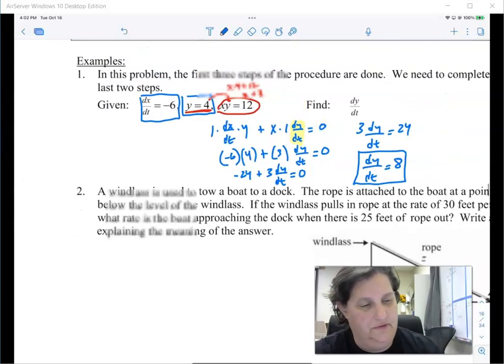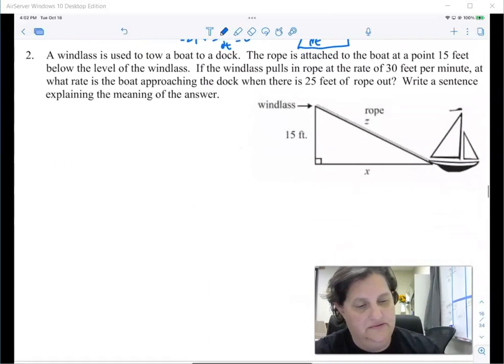Now this one wasn't in the context of a problem, so that's okay. This next one is in the context of a problem, though. Let's check it out.